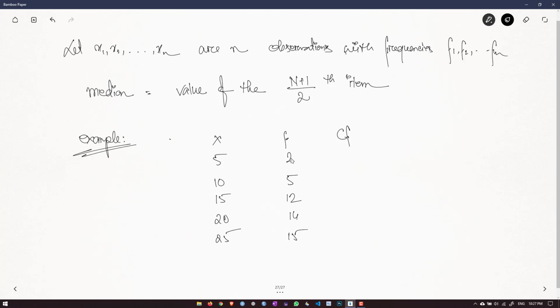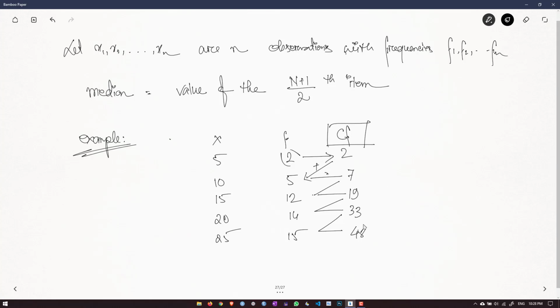So cumulative frequency is, you have to add the successive frequencies, right? So the first thing will be 2, the same frequency, then you will have to add the next one. 2 plus 5 is 7, 7 plus 12 is 19, then this would be equal to 33, this would be equal to 48. So these are called cumulative frequency. So you will have to keep on adding the frequencies at every step, right?